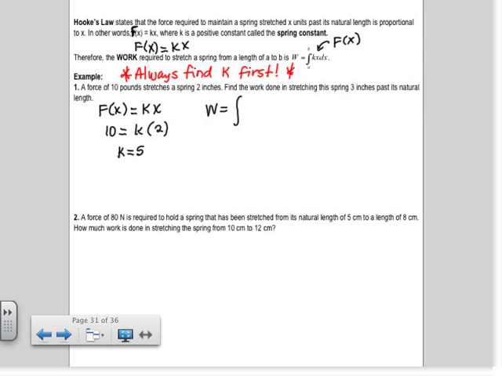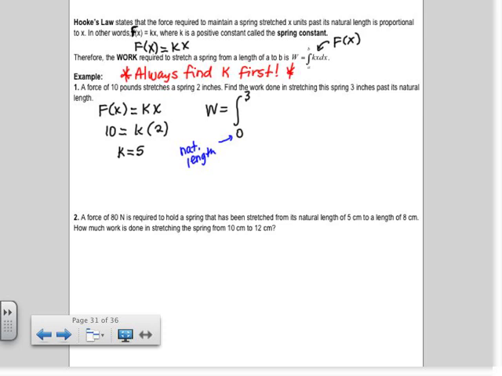All right, I don't think I've ever seen this on an AP test, by the way. But it's definitely a calc topic. You always have to do this in calc classes. All right, so it says find the work done stretching the spring 3 inches past its natural length. So 0 is always its natural length, and we're saying 3 units past, so 3 inches.